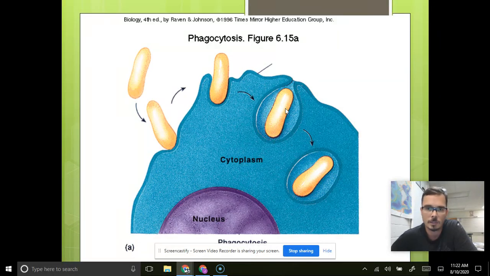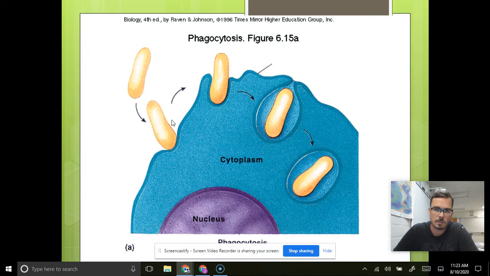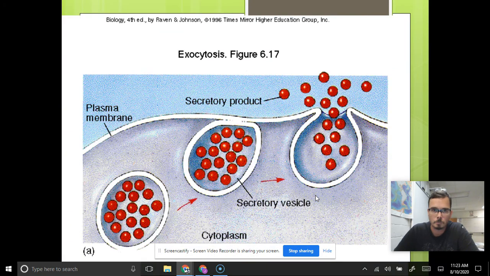This is exocytosis. This is going to be pinocytosis, so this would be liquids coming into the cell, and this is phagocytosis, which is a solid coming into the cell. This is what exocytosis looks like.